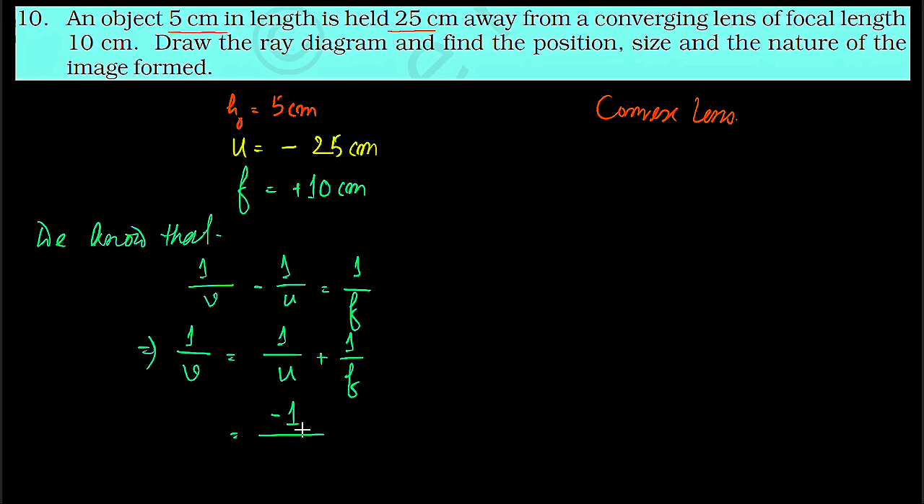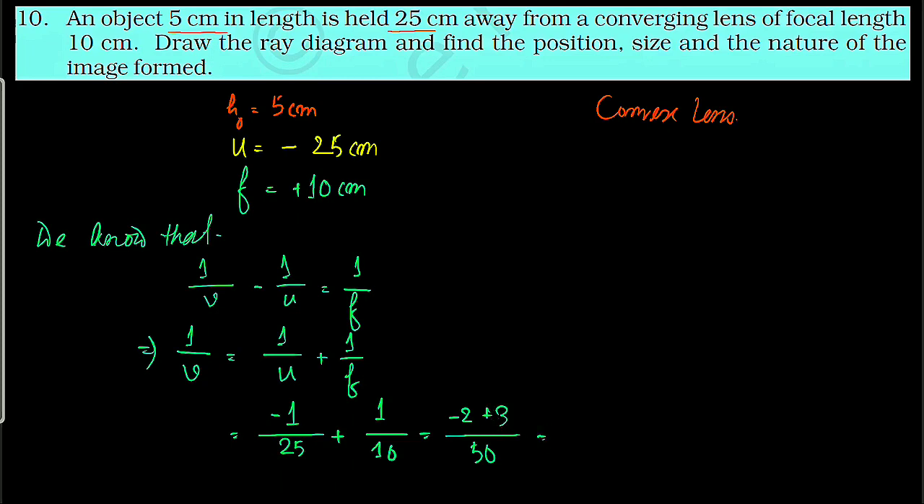Minus 1 by U, where U is given as negative 25, plus 1 by focal length, which is given as 10. All are in centimeters. Okay. So what is the LCM of 25 and 10? Obviously 50. Sorry for that, I have to erase something. It is not the 1. It is going to be minus 2 here and plus 3 here.